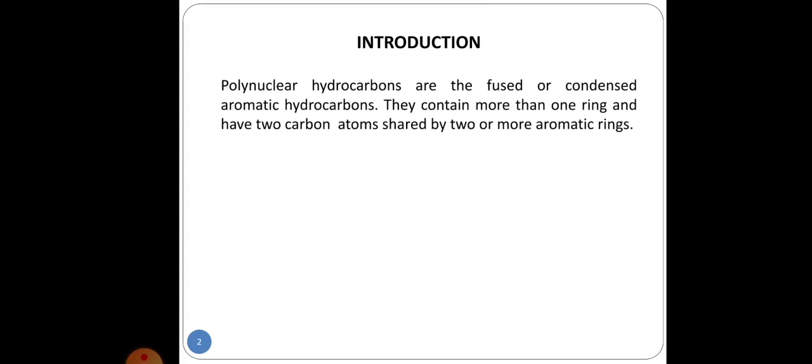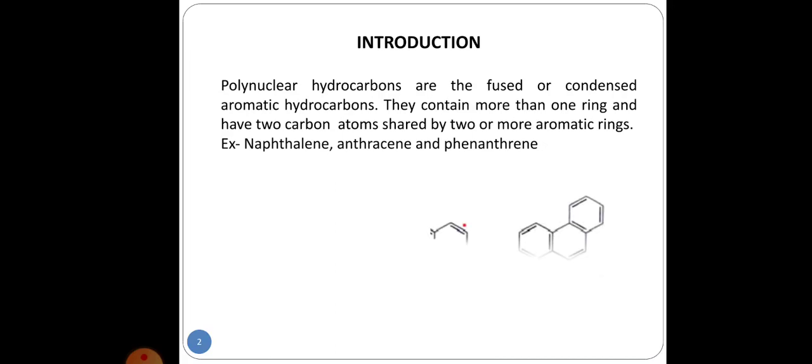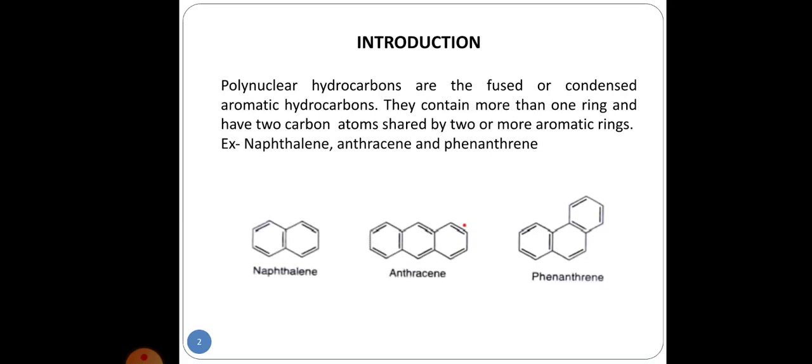Coming to the introduction. Polynuclear hydrocarbons are the fused or condensed aromatic hydrocarbons. They contain more than one ring and have two carbon atoms shared by two or more aromatic rings. Examples include naphthalene, anthracene, and phenanthrene. Here are the structures for the same, that is naphthalene, anthracene, and phenanthrene.